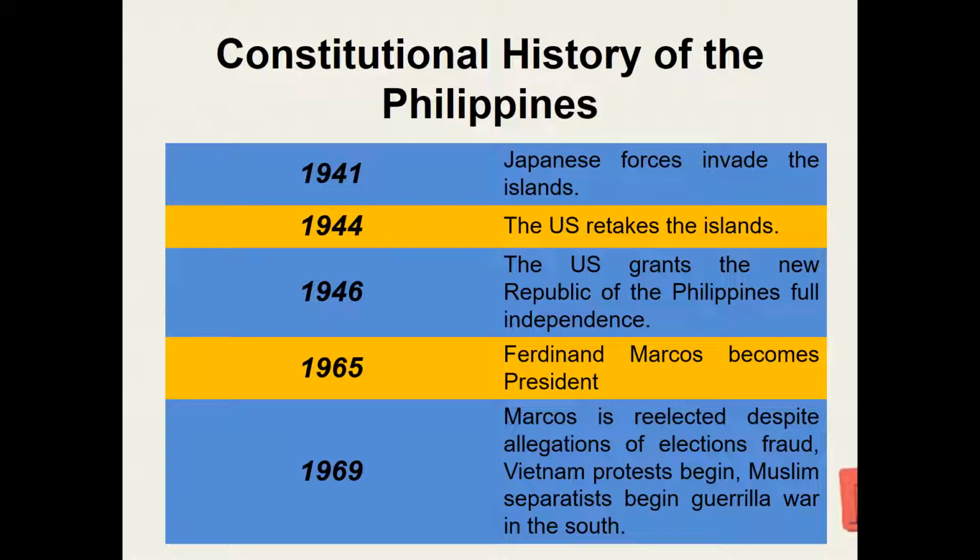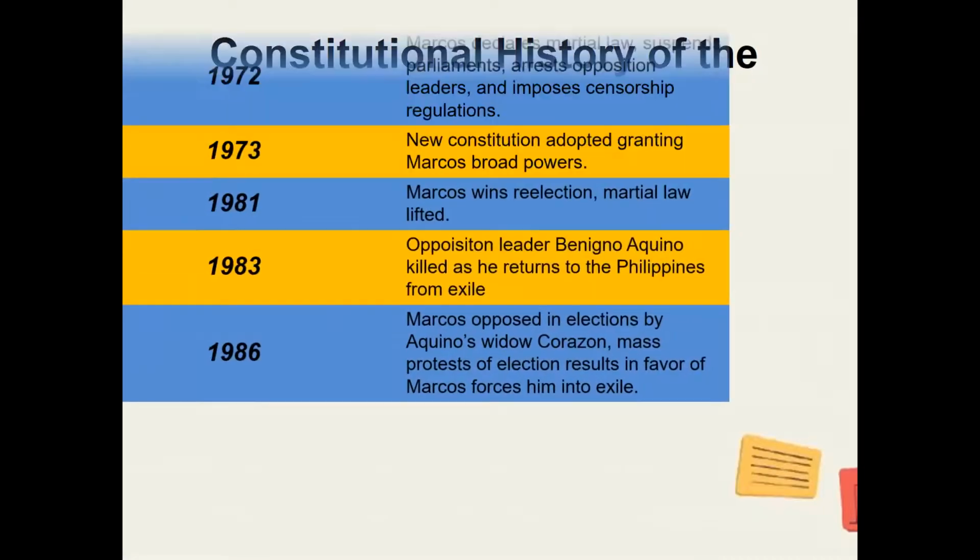In 1944, the U.S. retakes the islands. In 1946, the U.S. grants the new Republic of the Philippines full independence. In 1965, Ferdinand Marcos becomes president. In 1969, Marcos is re-elected despite allegations of election fraud. Vietnam protests begin. Muslim separatists begin guerrilla war in the South.